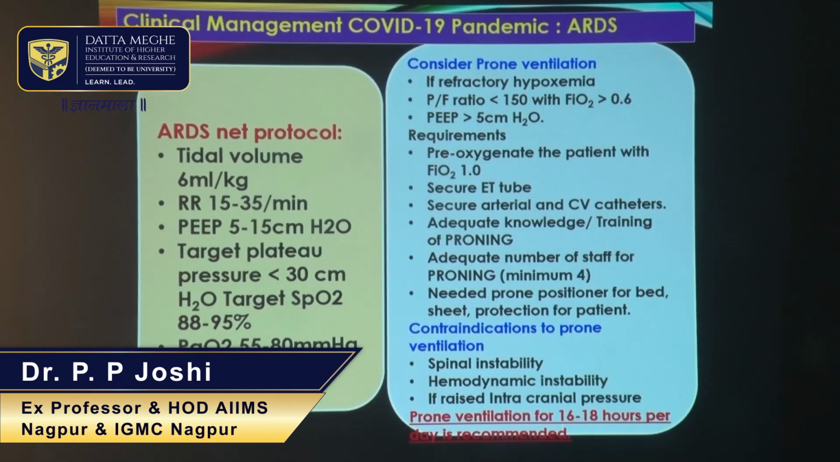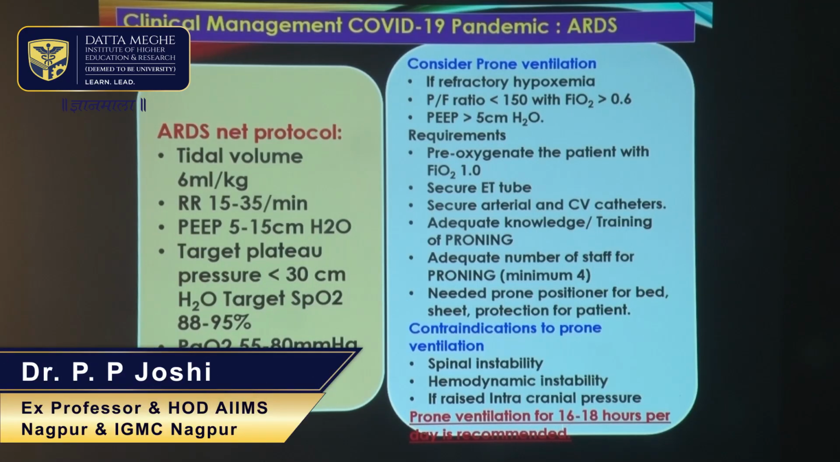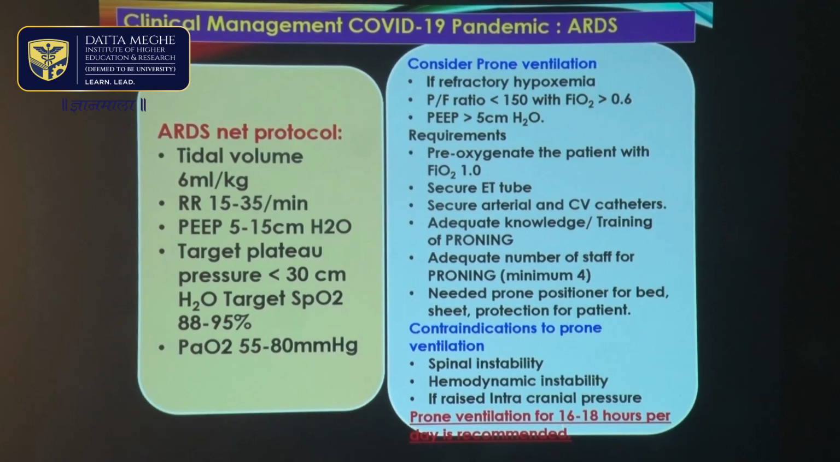If the P by F ratio, that is PaO2 by FiO2 ratio, is between 300 to 200, the patient has mild ARDS. If it is between 200 to 100, it is moderate ARDS. If it is less than 100, it is severe ARDS. So we can define ARDS and classify its severity based on this P by F ratio.